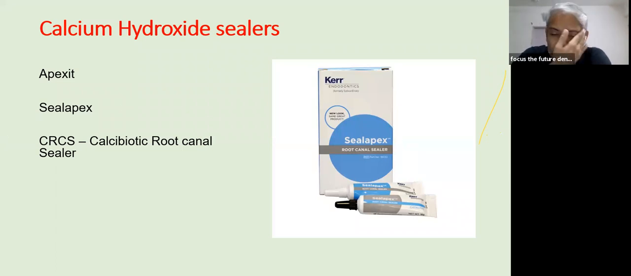Even if this sealer is extruded a little bit beyond the apex, the periapical immunological response is highly positive. It does not irritate the periapical area like other sealers. But the drawback with calcium hydroxide is that the sealing ability is not as good as your resin sealers. So this is how you have to study this topic.